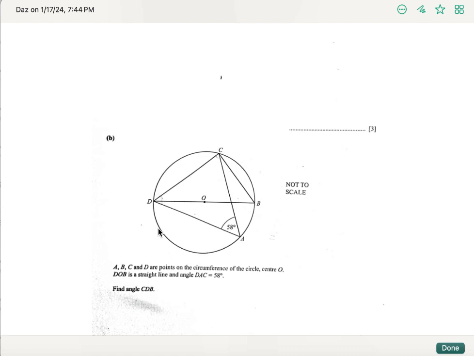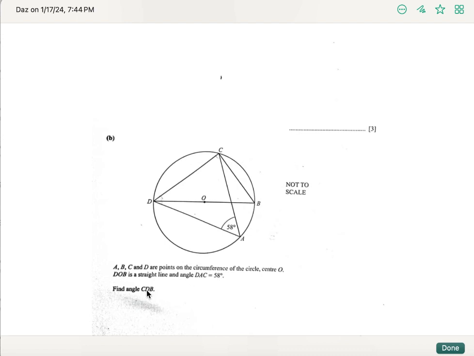DOB is a straight line. Look at it. It means it's a diameter, because this straight line is passing through the center of the circle, from one point of the circumference to the other point of the circumference. Such lines are called the diameter of the circle. So we say DOB is a straight line and angle DAC is 58 degrees. When they say DAC, it means the angle at A.